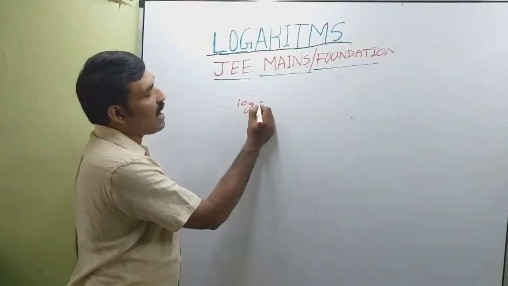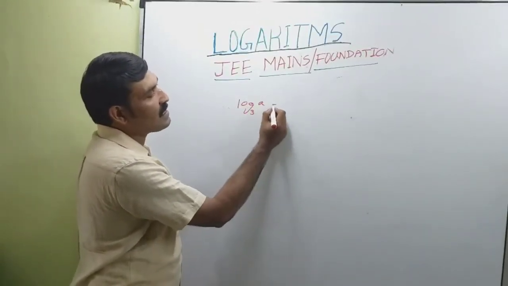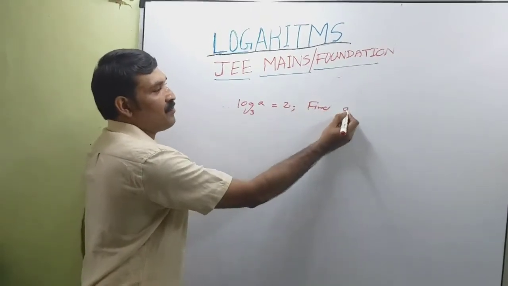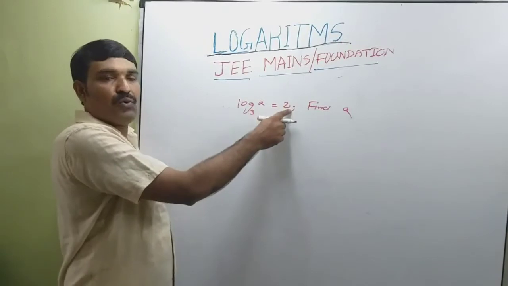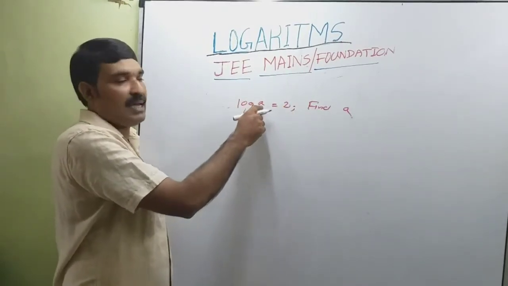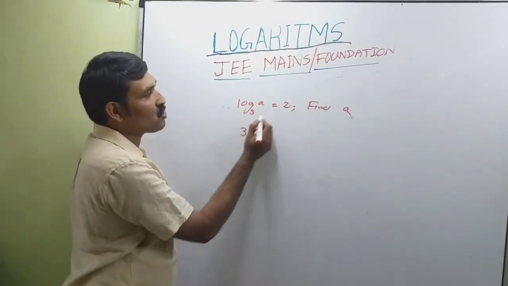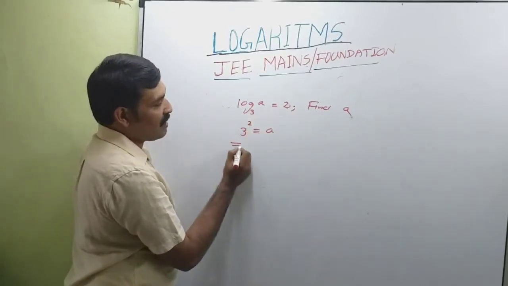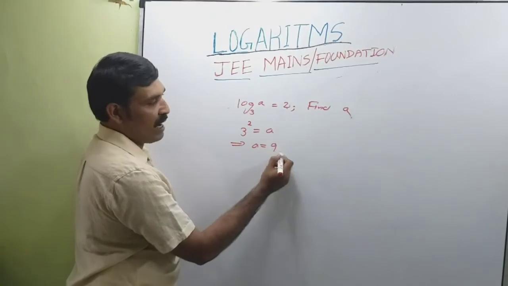Log a to the base 3 is given as 2. Find a. Here the exponent is 2, the base is 3, and the number is a. So we can write 3 raised to the exponent 2 is equal to a. That implies a is equal to 9.